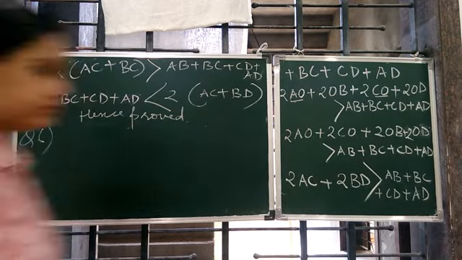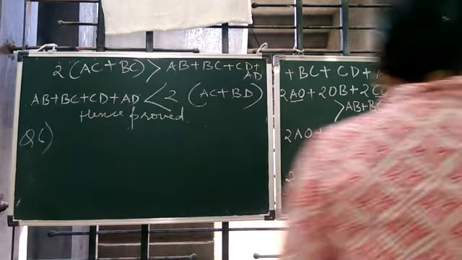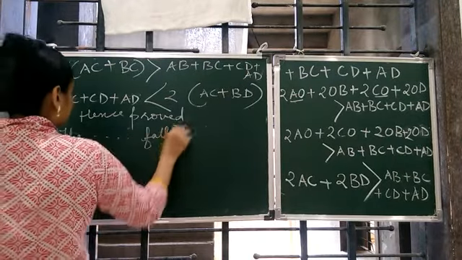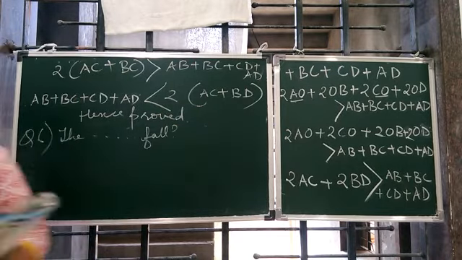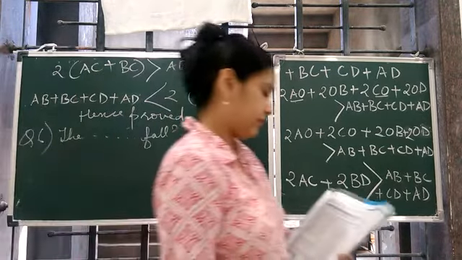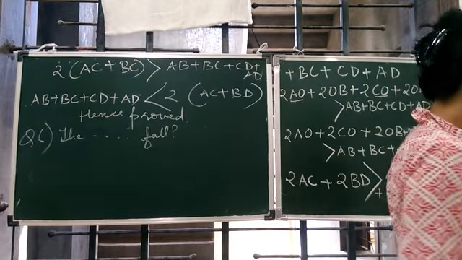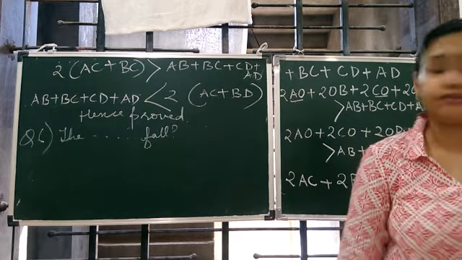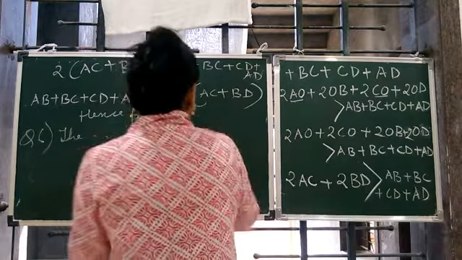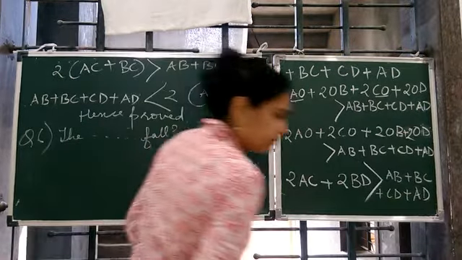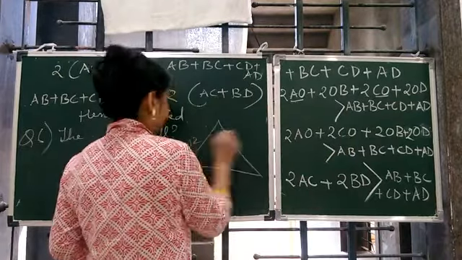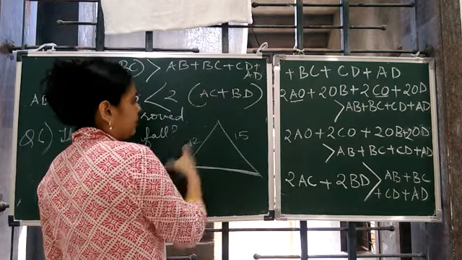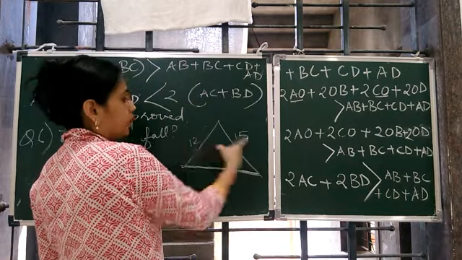Question number 6. The lengths of two sides of a triangle are 12 cm and 15 cm. So two sides are given. Between what two measures should the length of the third side fall? What measurement should the third side have? If one side is 12, other side is 15, then this should be smaller than the sum of these two.